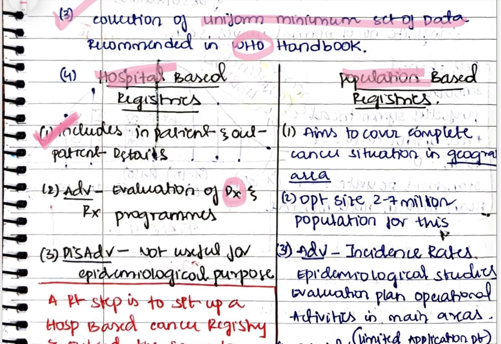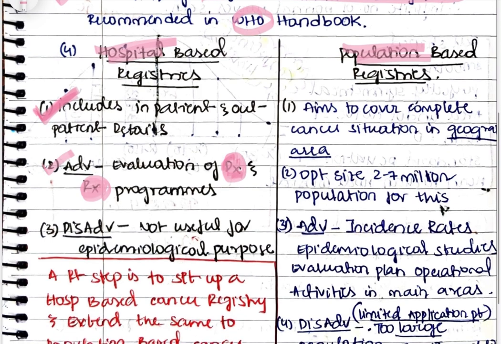So the advantages: it helps in evaluation of the diagnosis and also treatment programs. So we can apply this knowledge clinically to effectively treat the people. Coming to the disadvantage, it is not used for epidemiological purposes because it is not covering a large number of people. It is only covering the people who are coming to their hospitals, right? So it is not used for epidemiological purposes.